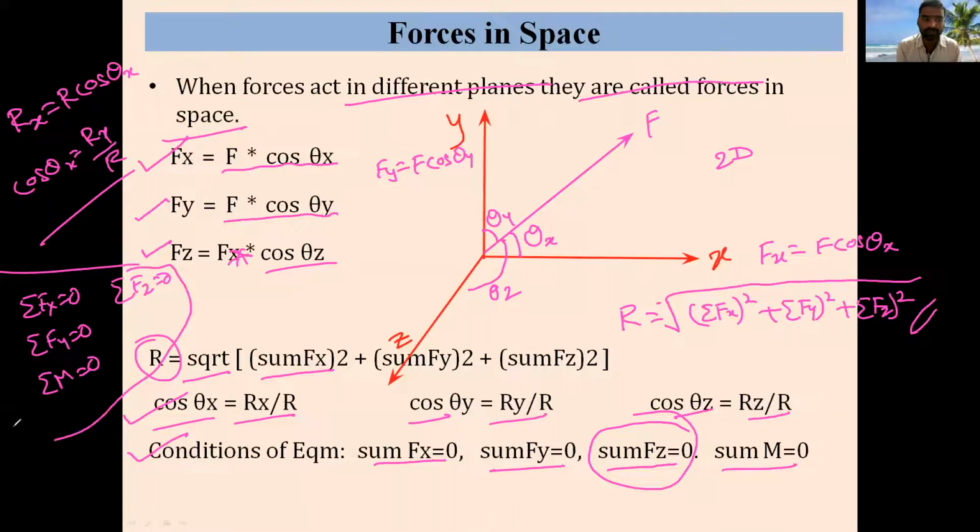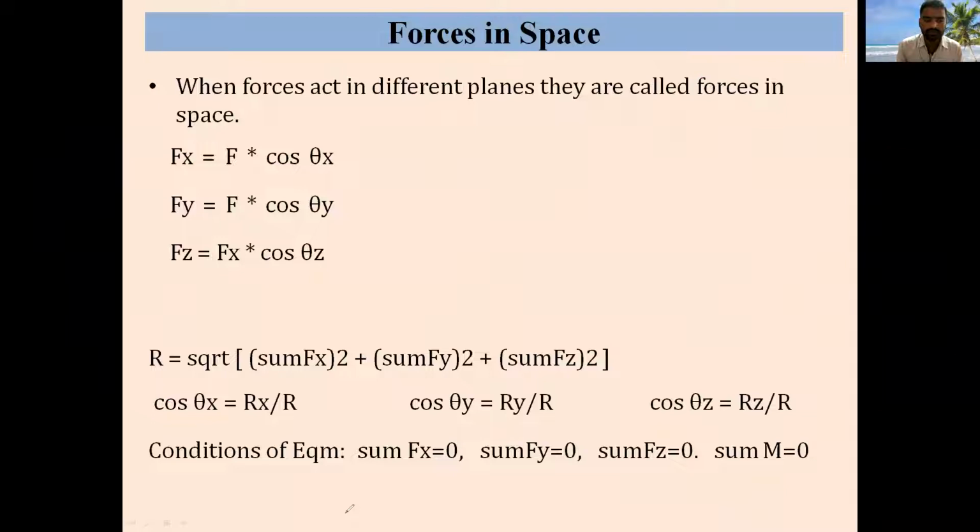Sigma Fz is equal to 0 in space. So from now onwards, you have to be careful whether it is in plane or in space. If it is in space, then there is another term, that is sigma Fz is equal to 0. Is it clear, everyone? Yes, sir. Any doubt to anybody? No, sir. Okay, so this completes the entire second chapter. We have completed each and every part of your syllabus from the second unit.